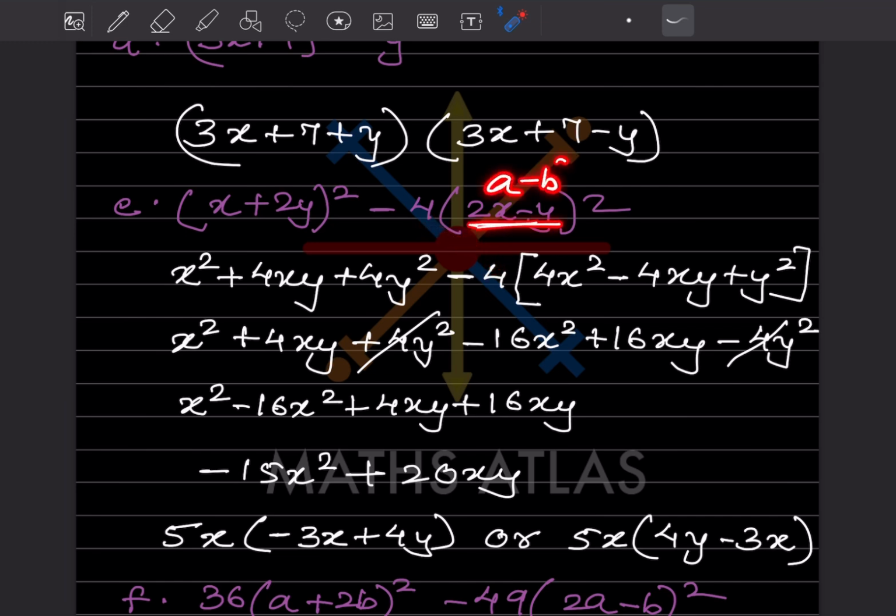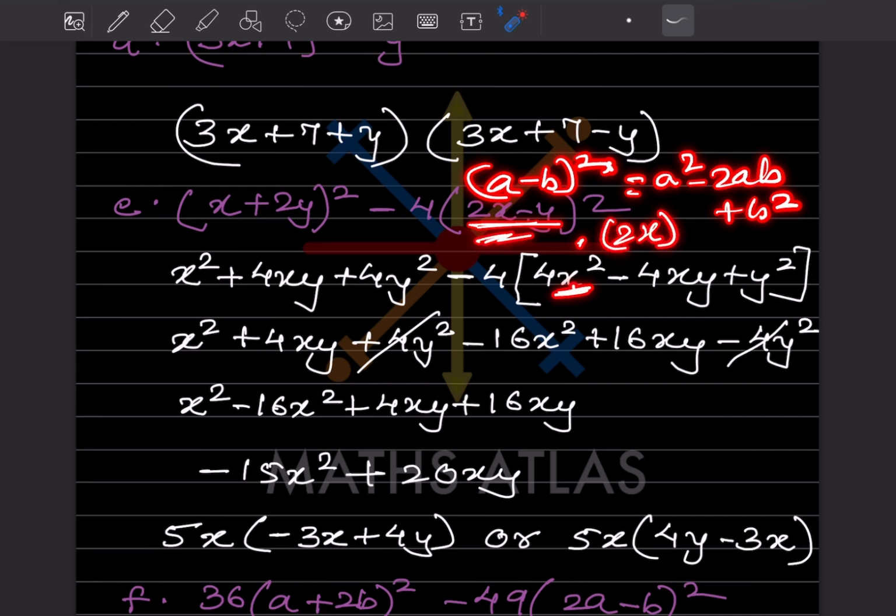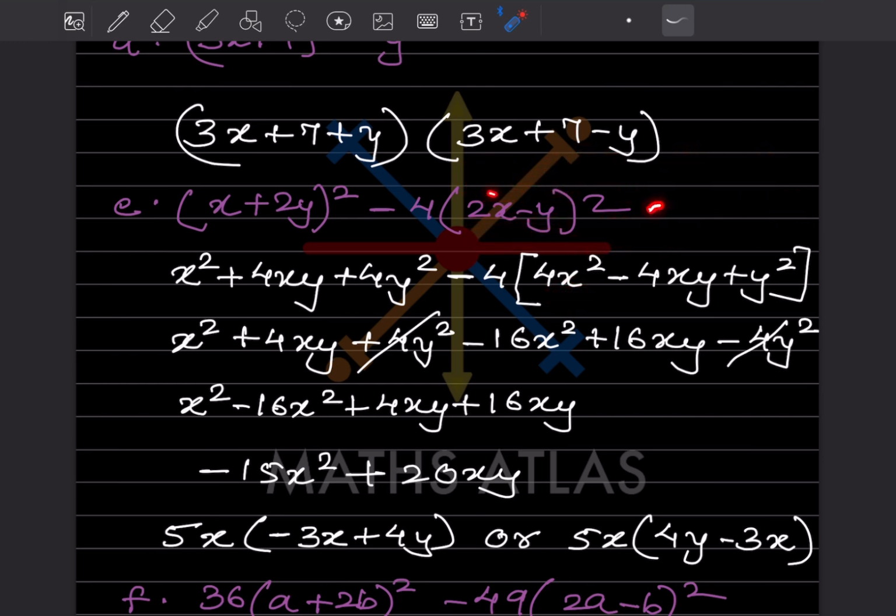This is in the form of a minus b whole bracket square. So a square minus 2ab plus b square. So a square is going to be 4x square, 2x square, that will be 4x square, minus 2ab means 2 into 2x into this y, that is going to be minus 4xy, and plus this y square. So this bracket is very important because there is a minus sign. So now this write as it is.